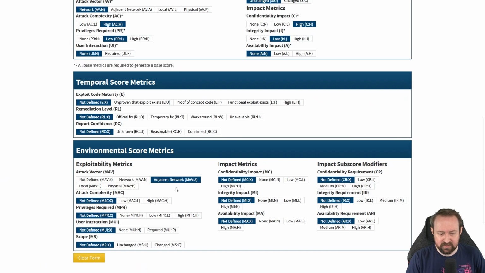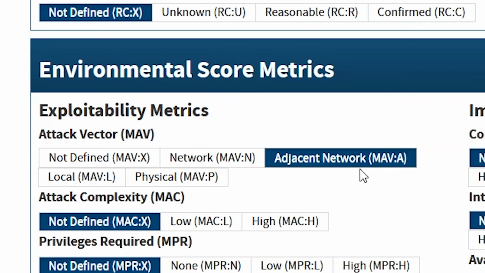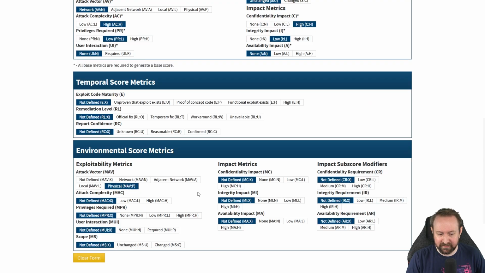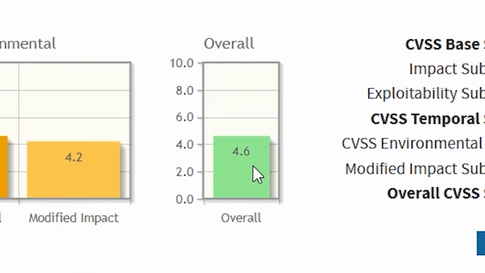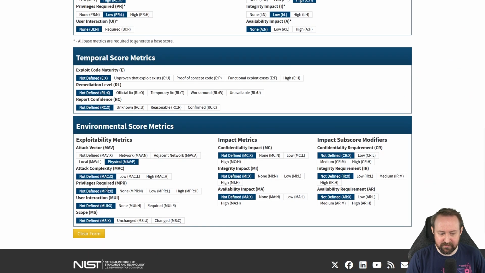Let's say that this machine wasn't even connected to a network. All right, so it's not connected to a network. So in order to exploit it, you need to have physical access, right? Well, now you can click physical here and the severity goes down to 4.6. And that's the same through all of these.